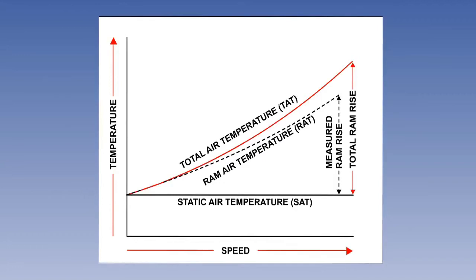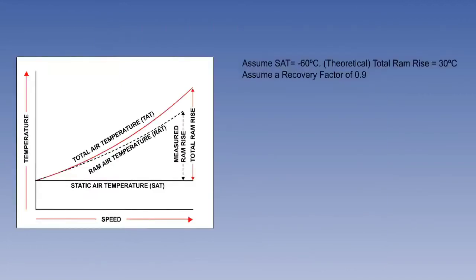Let's see how these definitions interact. We'll assume an aircraft experiencing a static air temperature of minus 60 degrees Celsius at a speed where the theoretical total ram rise would be plus 30 degrees. Assume a recovery factor of 0.9.